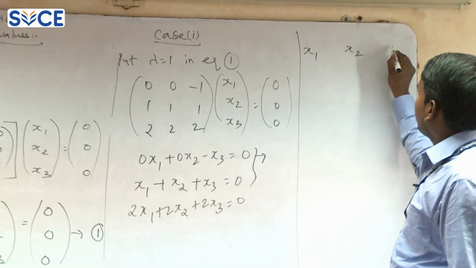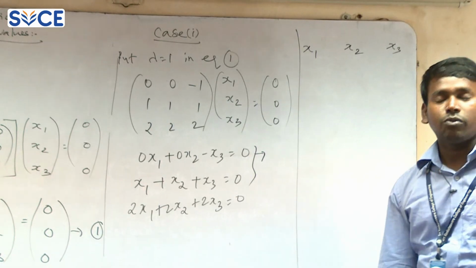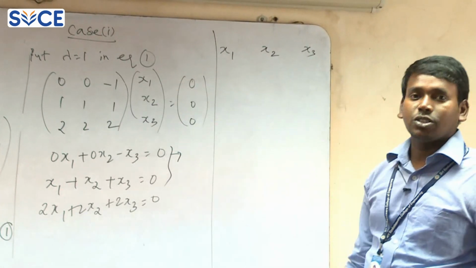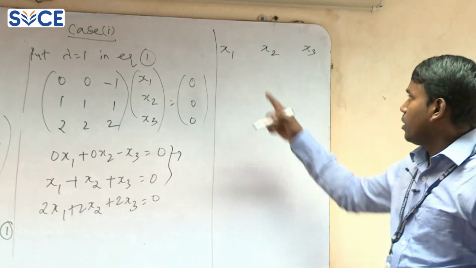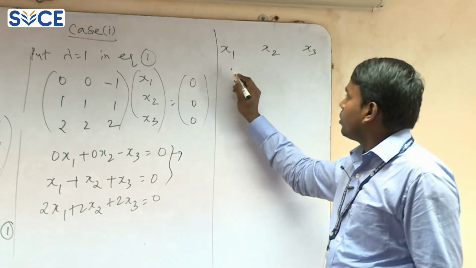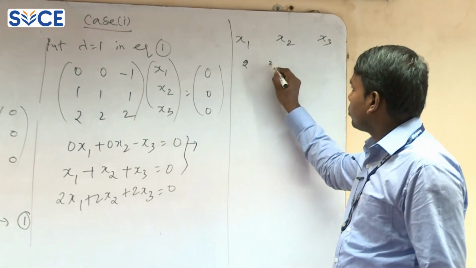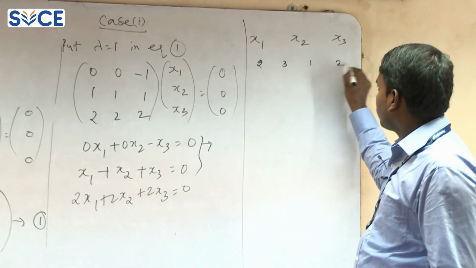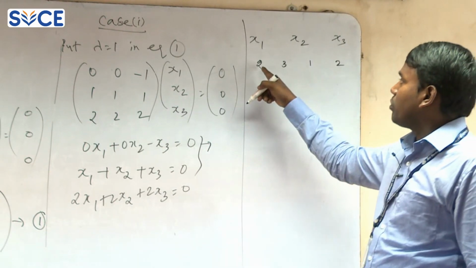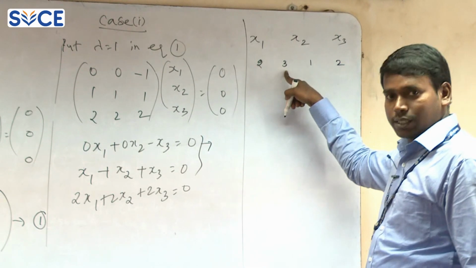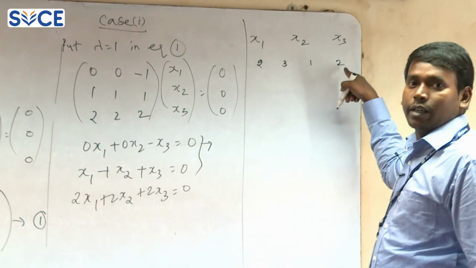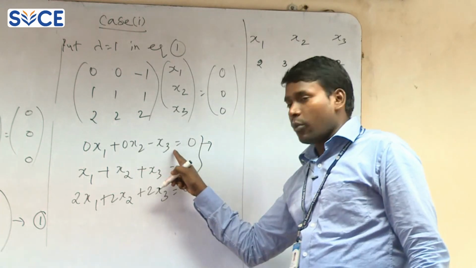x1, x2, x3. Now I tell you how to find the eigenvector for lambda equal to 1. That is case 1. Start with 1 means 2, next number 2, 3, 1, 2. It means you have to write the coefficients of x2, x3, x1, x2. So you are taking equations 1 and 2.